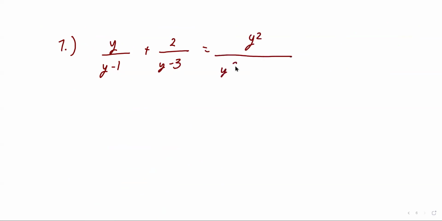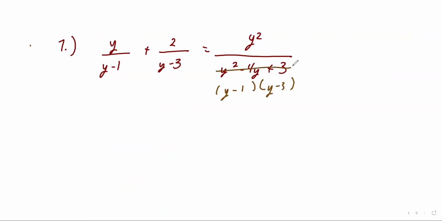So we have y over y minus 1 plus 2 over y minus 3 equals y squared over y squared minus 4y plus 3. All right, so again, we start off by factoring. A quadratic will always factor into two binomials if it's factorable. The leading term is y. Ask yourselves what multiplies to 3 but adds up to -4. In this case, it is -1 and -3.